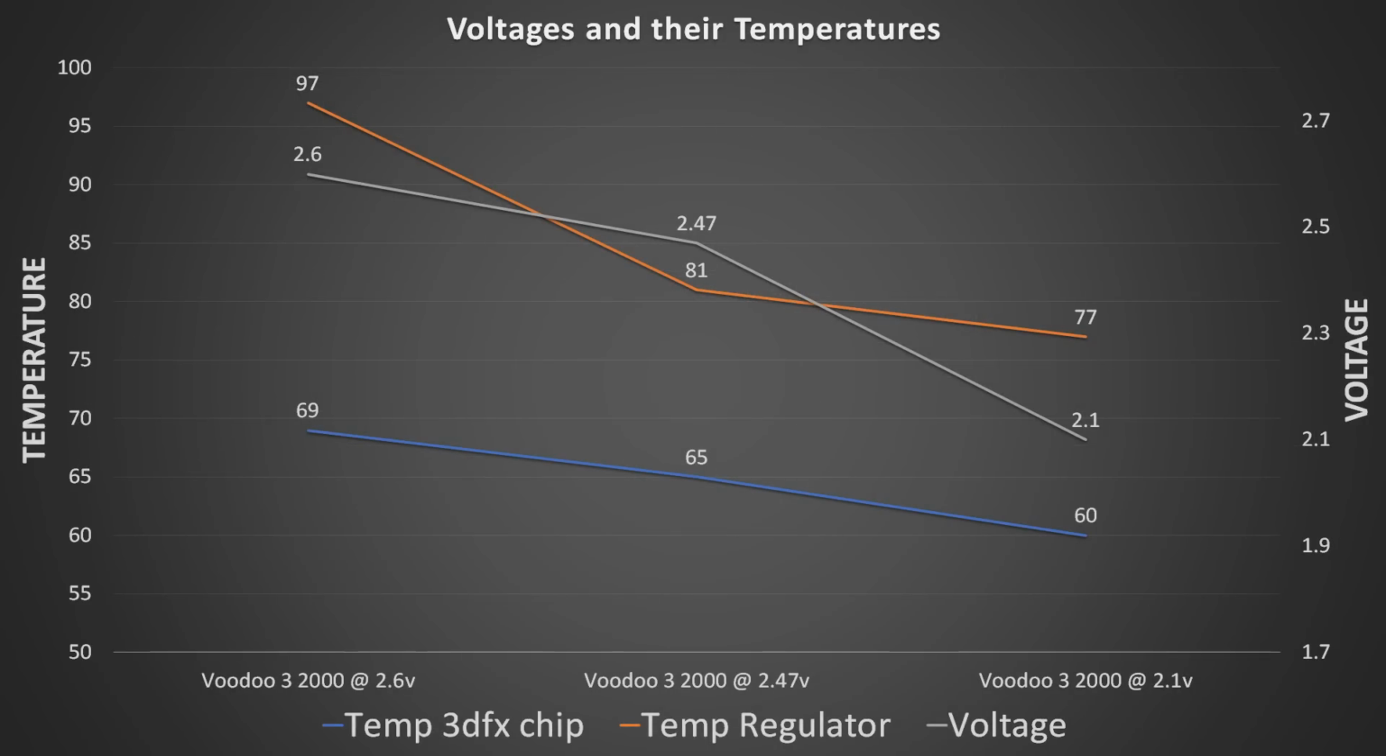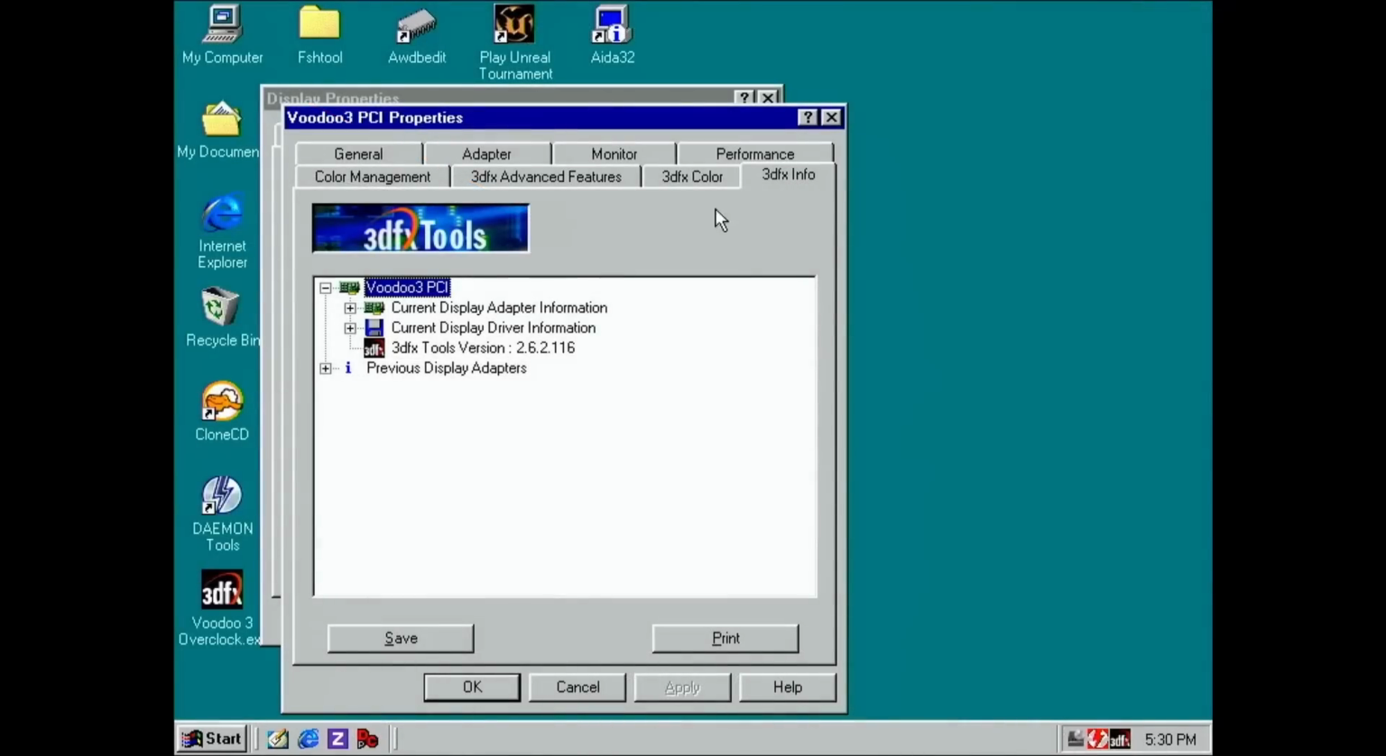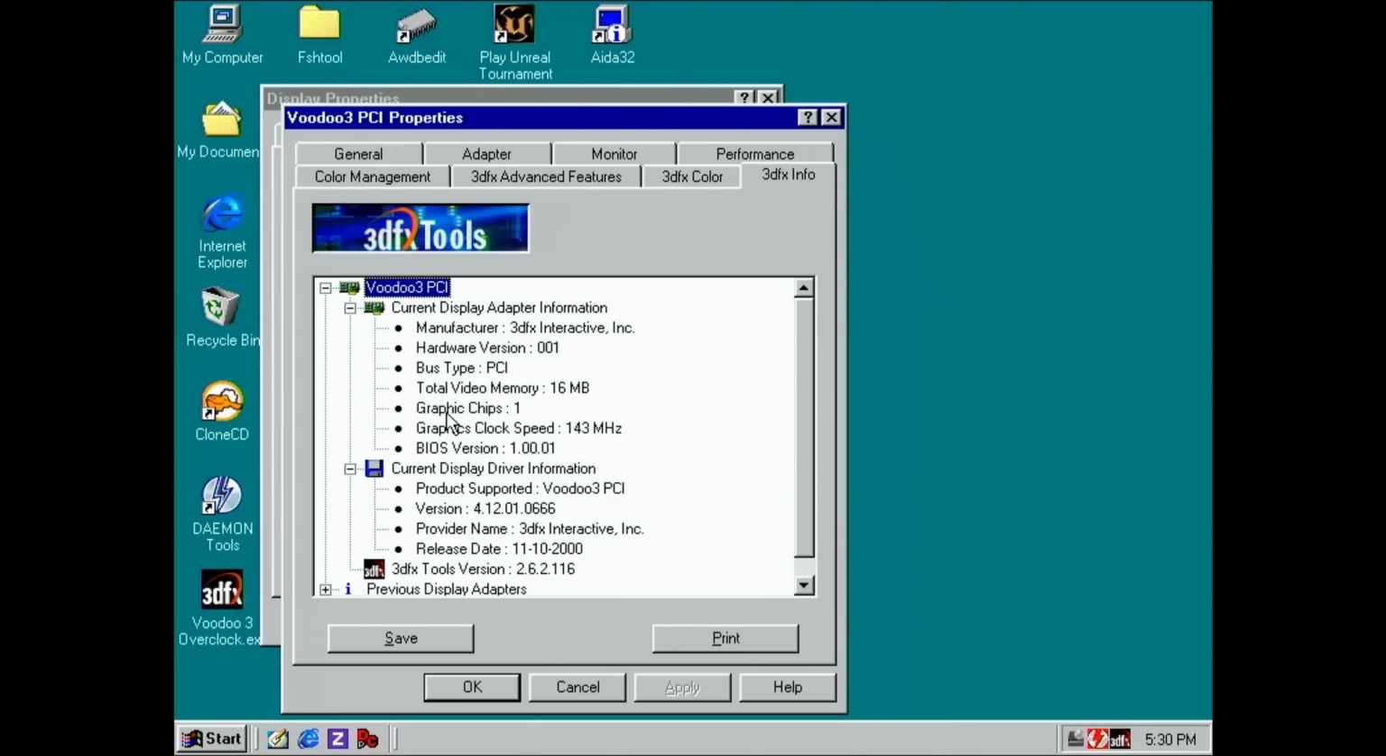Reducing the voltage has a pleasant side effect: lower temperatures. Here is a graph where you can see the original card with temperatures of almost 100 degrees on the voltage regulator. With a few optimizations, we could get the temperature down to around 77 degrees. The temperature of the graphics chip was also reduced from almost 70 degrees to 60 degrees. Until now, the core and the memory were clocked at 143 MHz, the standard frequency of a Voodoo 3 2000.